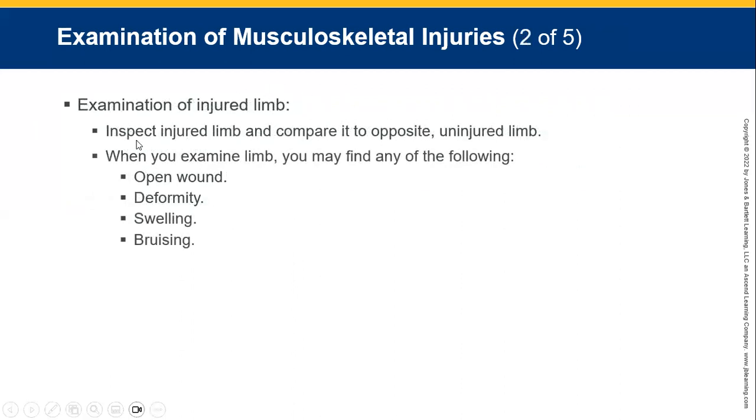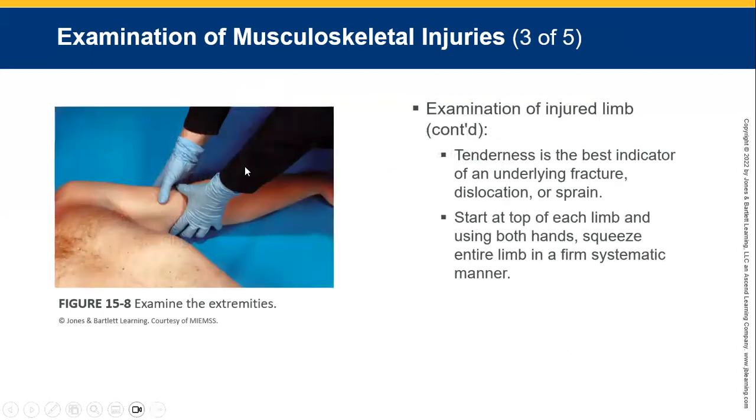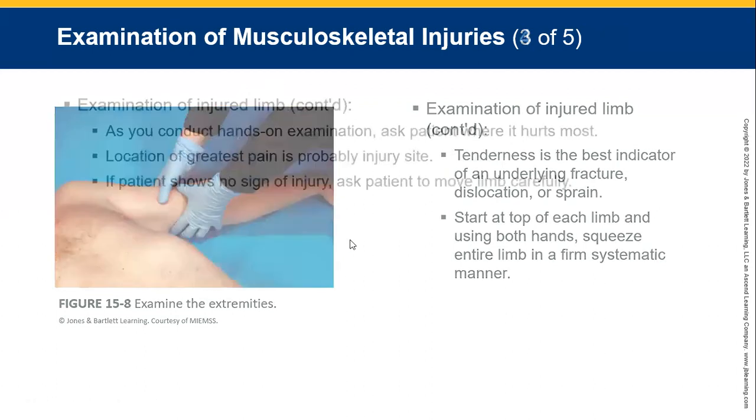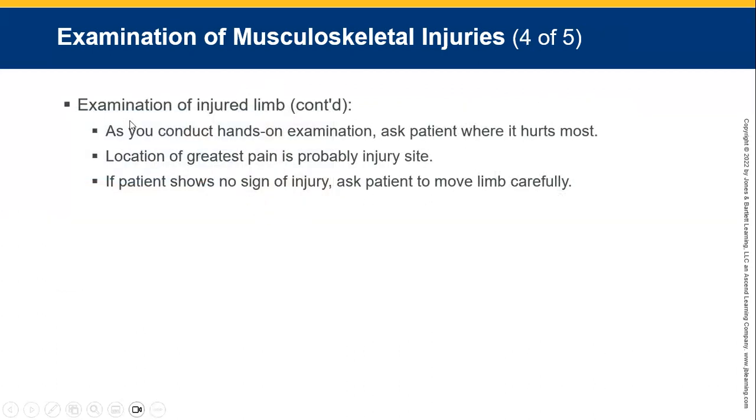Examination of the limb. When we inspect the limb, we always compare it to the opposite side, the uninjured limb. When you examine a limb and you find any of the following, the DOTS: deformities, open wounds, swelling and bruising, tenderness, we always palpate, or feel with our fingers, with both hands squeezing from the top of the limb down the entire limb in a fully systematic manner. We never stop to treat something. We continue and then always go back and treat at the end of our inspection.